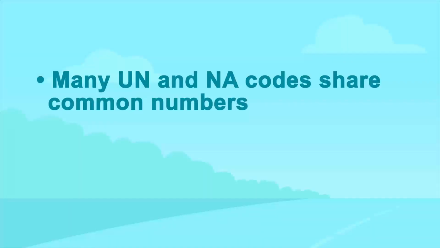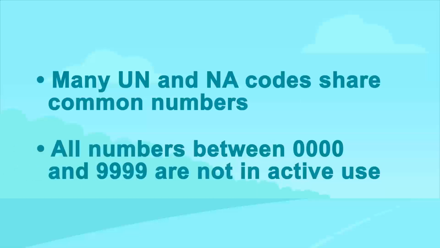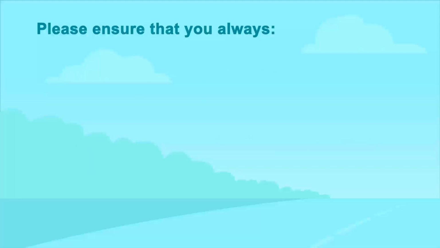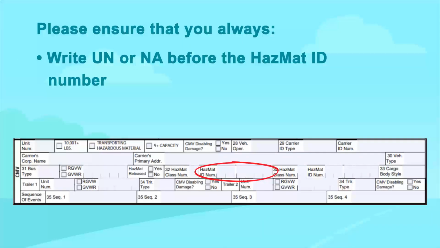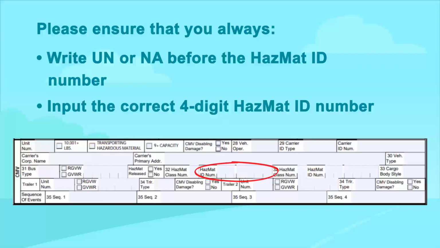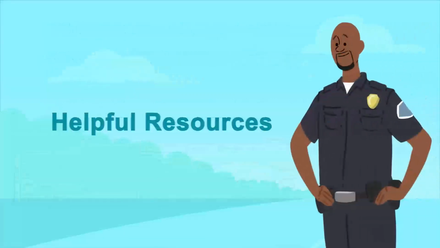Given that there are many duplicative numbers used between the UN and NA codes, and not all numbers between 0000 and 9999 are in active use, please ensure that you always write either UN or NA before the number and double-check that you are inputting the correct 4-digit number into the CR-3 crash report.